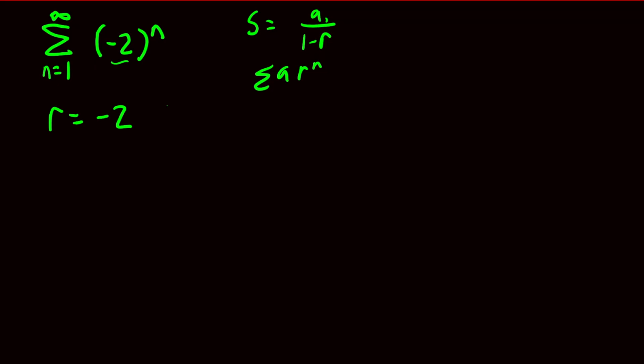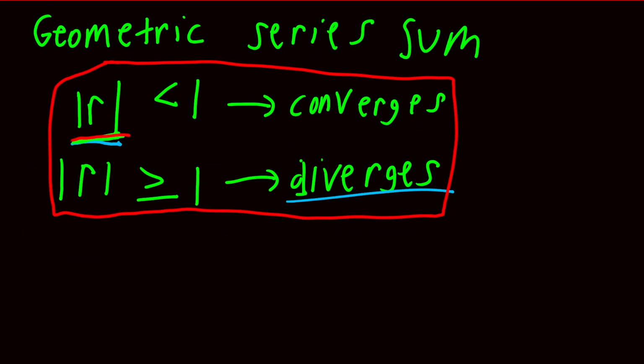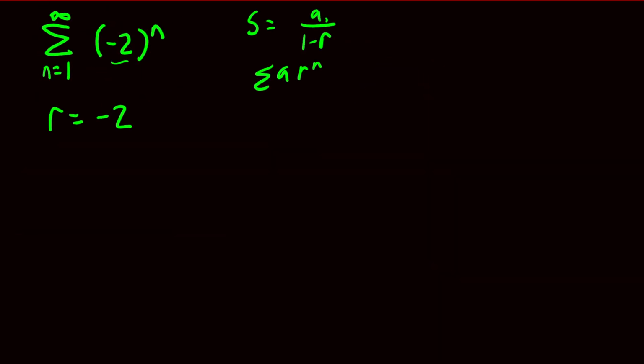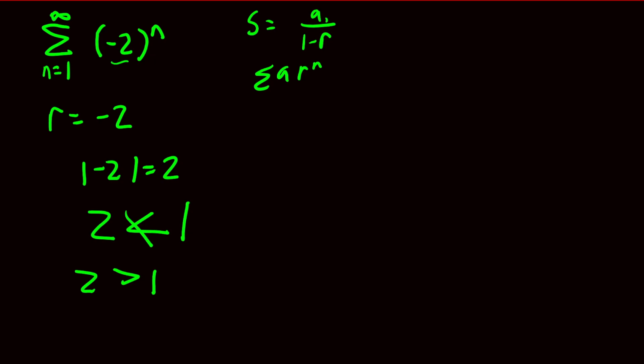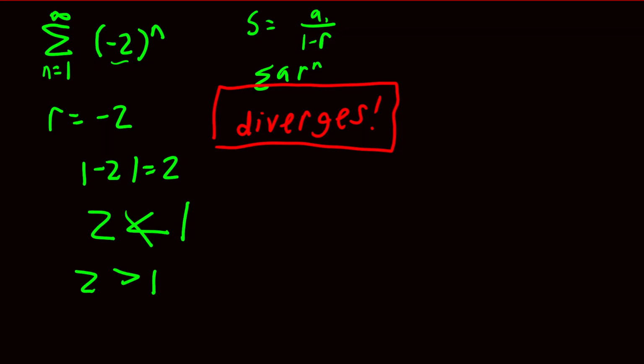r is -2. Now, this is where it ties back to the last video. Remember what I said here? If the absolute value of r is bigger than 1, then the series diverges. The absolute value of r is 2, and 2 is not less than 1. 2 is bigger than 1, which means this diverges, which means that there isn't even a sum for us to find. Diverges. Now, this is a very commonly missed problem because people say, oh, -2 is less than 1, but they forget to take that absolute value, which is one of the most important parts. So, diverges and we're done.